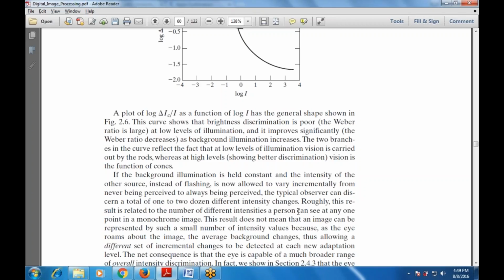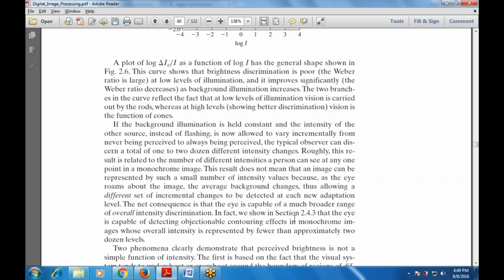And this results in an image being represented by such a small number of intensity values, because as the eye roams around the image, the average background changes, therefore allowing a different set of incremental changes to be detected at each new adaptation level. The net consequence is that the eye is capable of a much broader range of overall intensity discrimination.